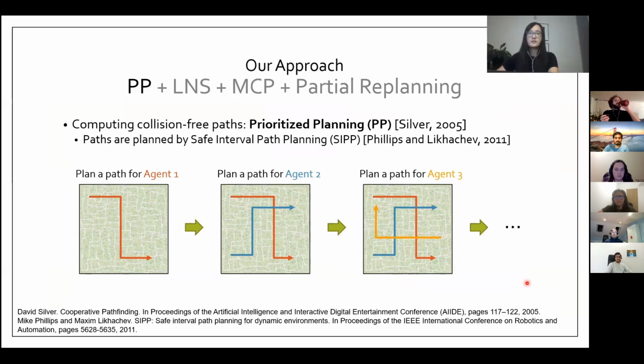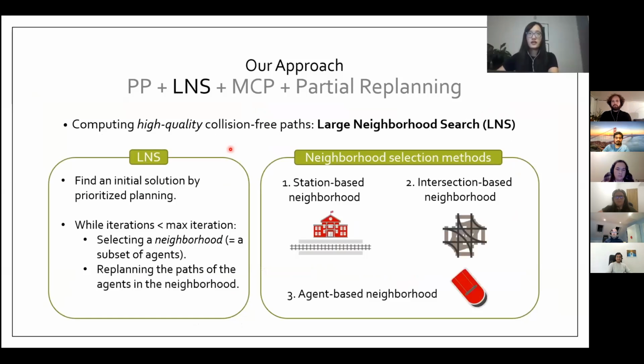Each shortest path is planned by an algorithm called safe interval path planning, and once we have planned paths for all agents, we get an initial solution. Then we improve the solution quality by large neighborhood search. In each iteration, we select a neighborhood, which is a subset of agents, and we plan the paths for them. If the new paths are better, we replace the old paths with them and repeat this procedure.